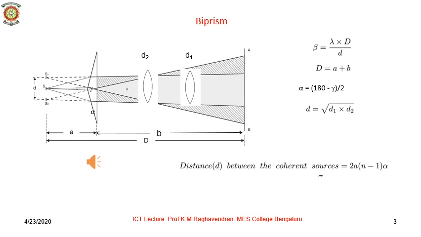Note that a is the distance of the biprism from the slit which is illuminated with light of monochromatic wavelength lambda, while b is the distance of the focal plane of the microscope, where the fringe pattern is observed, from the biprism. Clearly, a plus b is equal to D, which is the distance of the slit to the focal plane of the microscope.